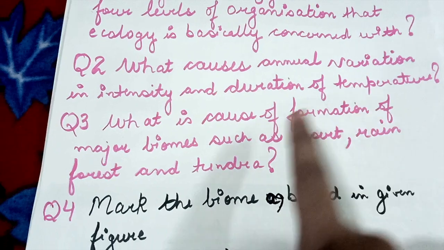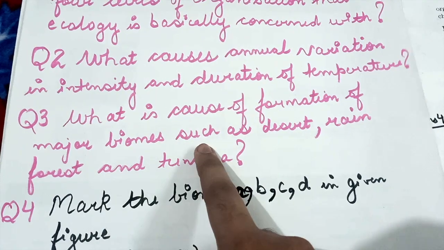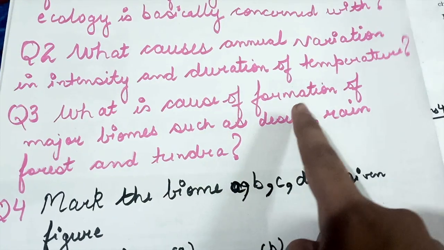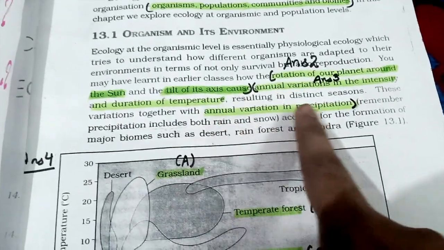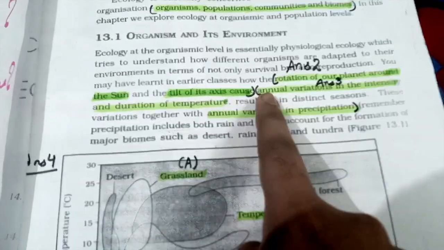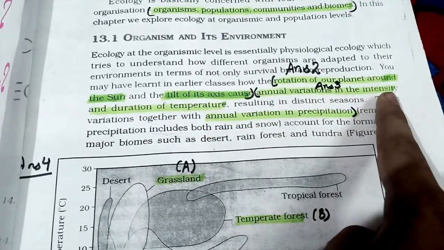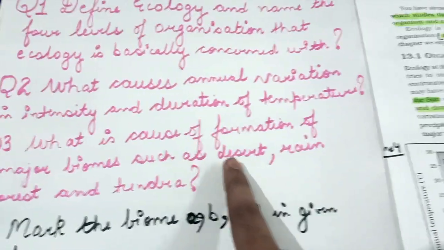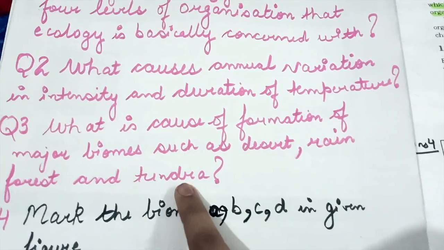Now, the next question is, what causes formation of major biomes such as deserts, rainforest and tundra? Why are there different biomes in nature? The answer is annual variation in precipitation and annual variation in intensity of temperature. Because there is variation in temperature and variation in rainfall, this causes formation of major biomes such as deserts, rainforest and tundra.